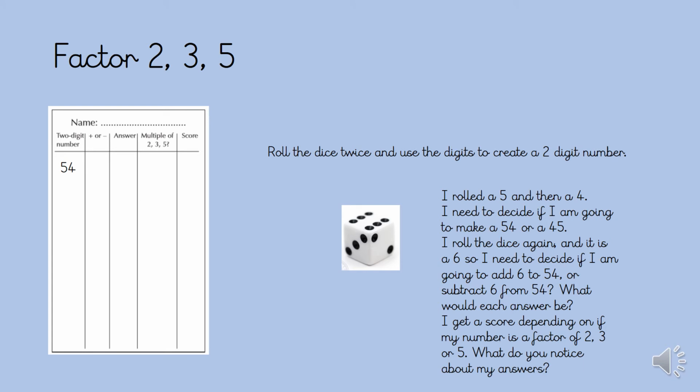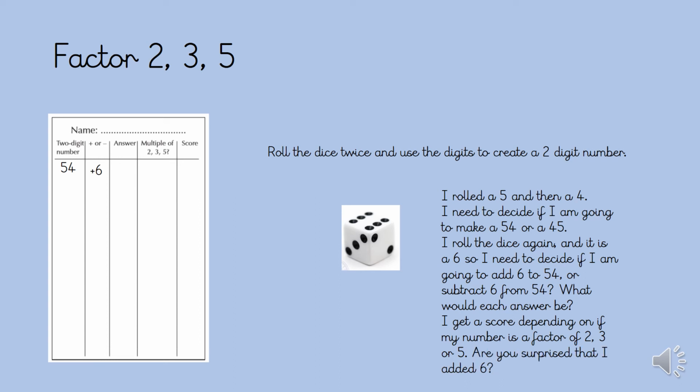Now I get a score, a higher score, if my number has more factors. So for example, if my number has a factor of 2 and 3 and 5, I score a 2 and a 3 and a 5 together as my score. If my number, for example, just had 2 as a factor, I would score 2. So think about my numbers and think about which one I should go for.